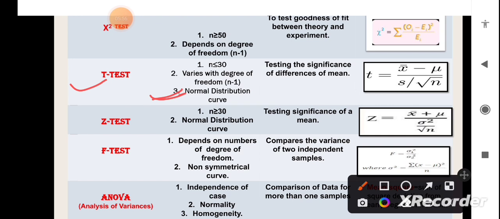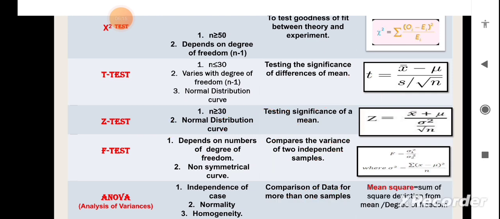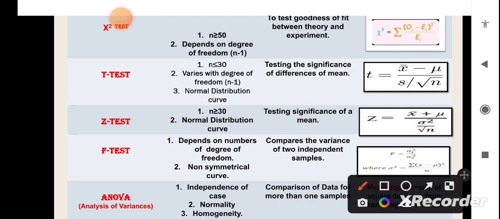The t-test is used for testing the significance of differences of mean, and the formula for the t-test is equal to sample mean minus population mean upon standard deviation divided by under root n. The z-test is used when the sample size is large, and it also follows the normal distribution curve.